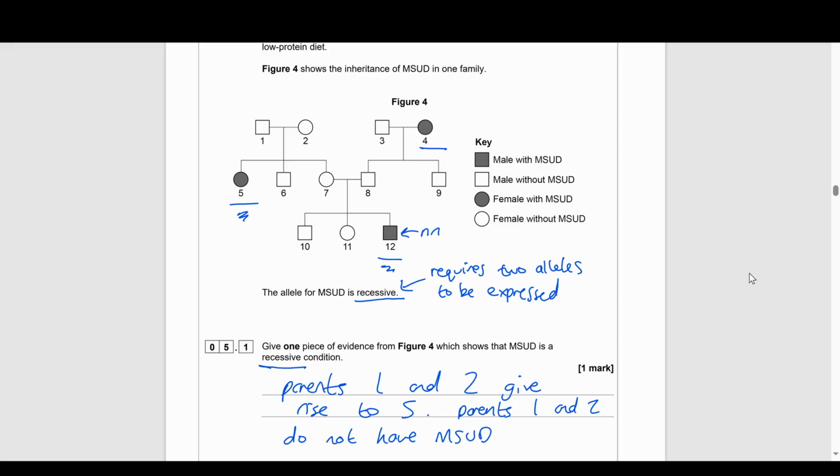But 7 and 8 don't have the condition. But for them to give rise to 12, it must mean that each one of them is carrying an allele for this condition. So that means that 8 would have to have one lowercase n for it to be passed on to 12. But it's not showing the condition, so that must mean that it has a dominant allele, capital N.